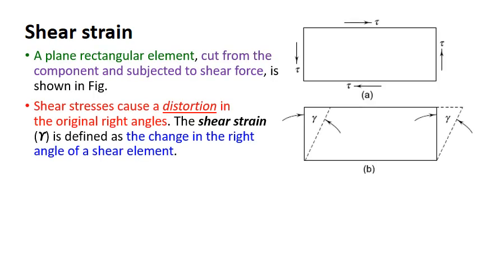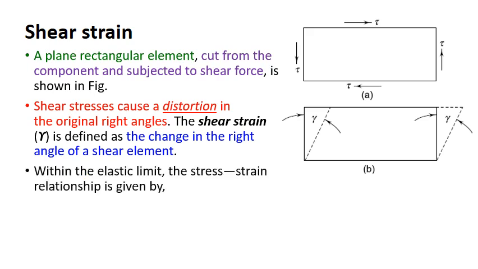Accordingly, we have shear strain also. So we have a rectangular element here. Okay. So now when we apply a shear force, there is a force acting along the plane of the component as shown in figure A. The element distorts, right, from its original right angle. So the change in angle, the distortion, is measured in terms of change in angle. So this is what quantifies the shear strain, the change in the right angle of the shear element.